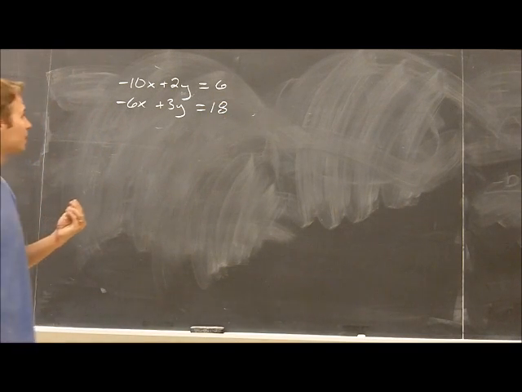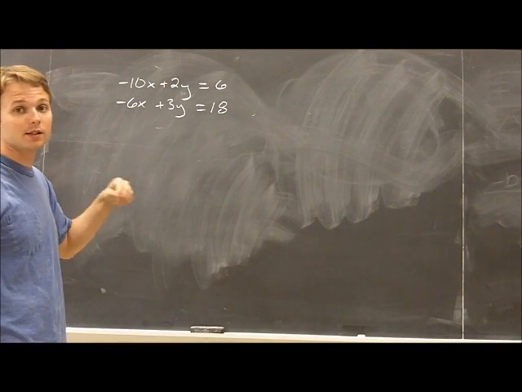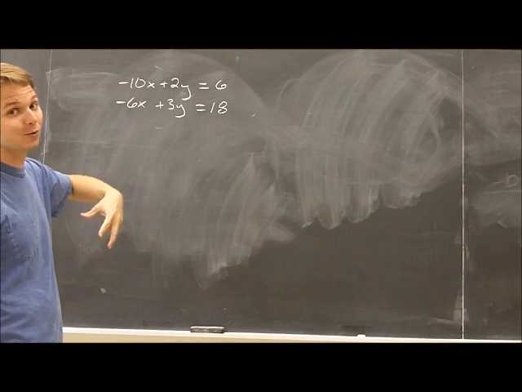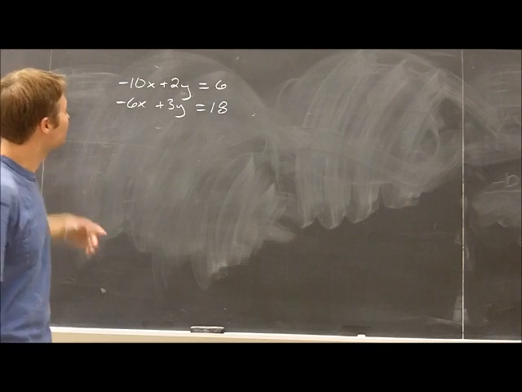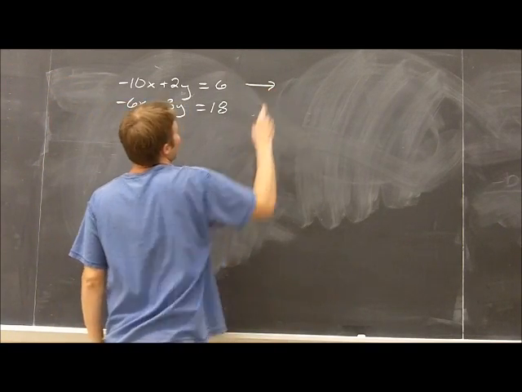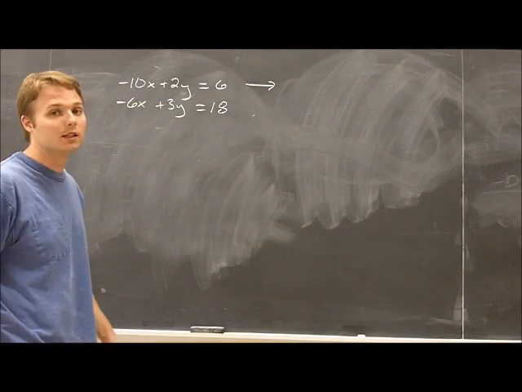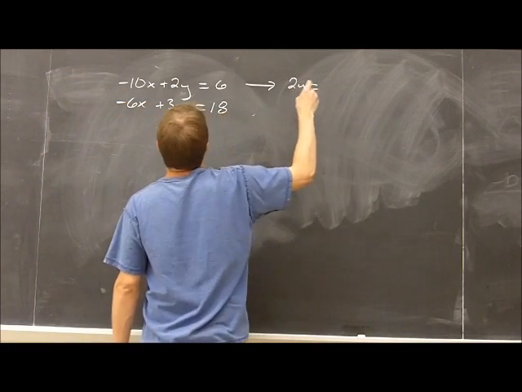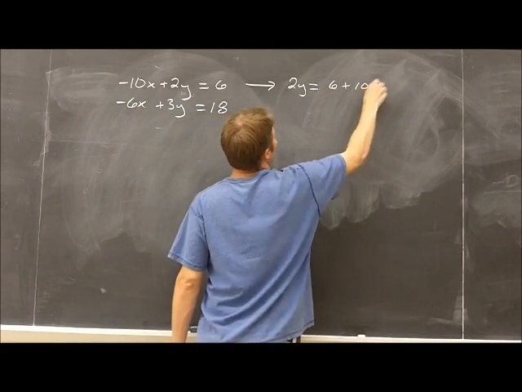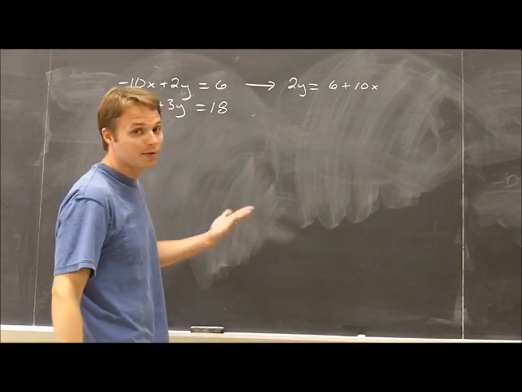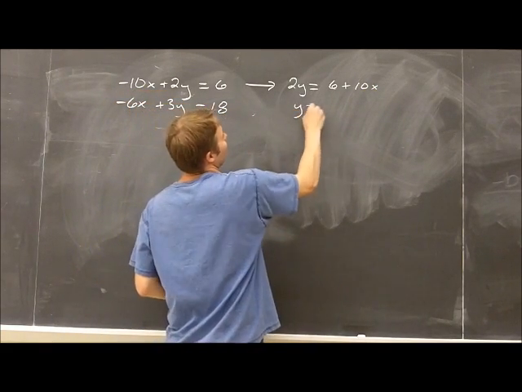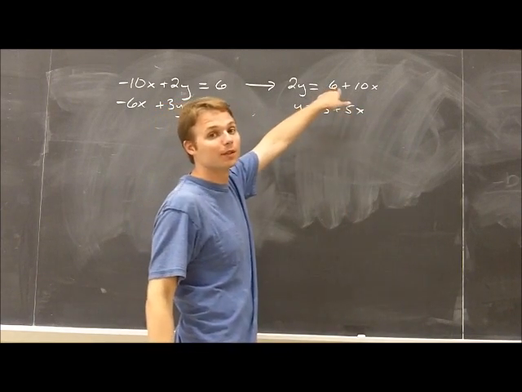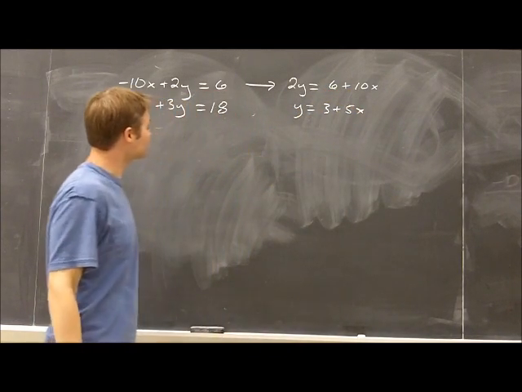So remember the substitution method, you could take either one of the equations and solve it for either of the two variables and then plug that back into the other equation. So for example, I could take this top equation and pretty easily solve it for y. So I could get 2y is equal to 6 plus 10x, just adding 10x to both sides, then divide the whole thing by 2. And I'll get 3 plus 5x. Remember, you have to divide the 2 into both the 6 and into the 10.